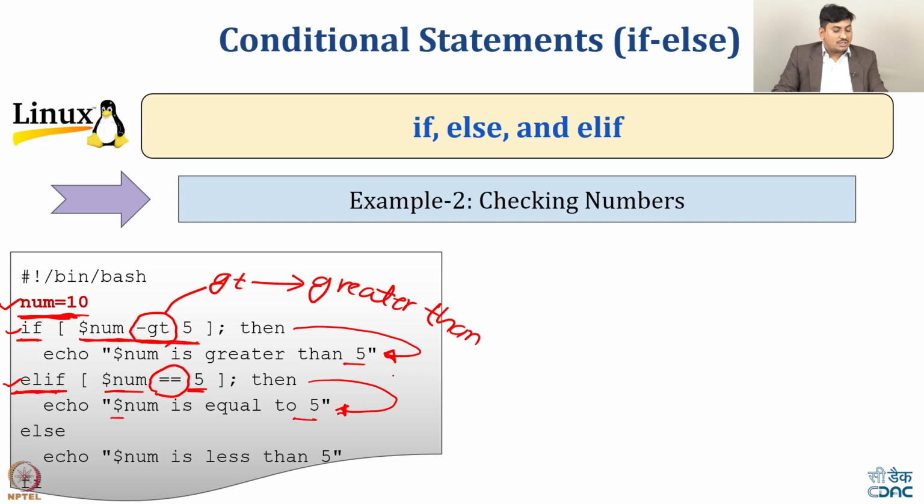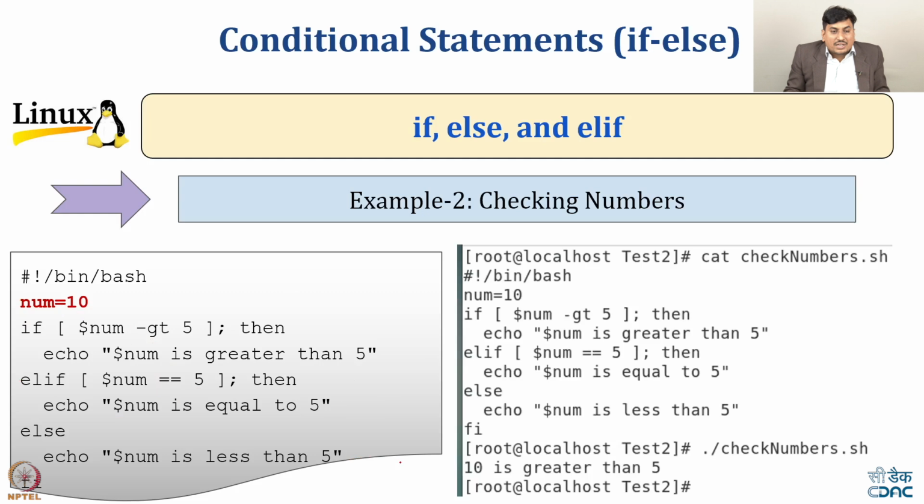If nothing, like whether if that number is not greater than 5 and not equal to 5, then that particular number will be less than 5, then directly execute. If that particular condition is also not true, and everything is false, then just execute this portion of the code. So just take an example, right?